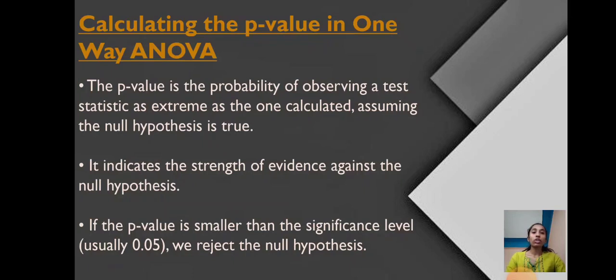Calculating the p-value in One-Way ANOVA. The p-value is the probability of observing a test statistic as extreme as the one calculated, assuming the null hypothesis is true. It indicates the strength of evidence against the null hypothesis. If the p-value is smaller than the significance level, usually 0.05, we reject the null hypothesis.